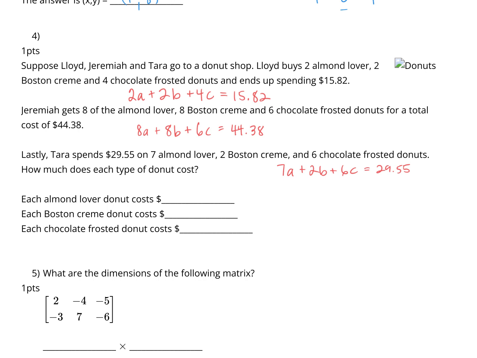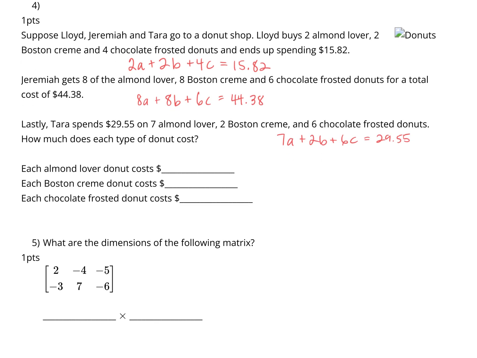Okay, so you would set this up. You can either set it up as a matrix and use your row operations, or you could use elimination or substitution to do these. I don't know, there's not really one way that's easier than the other. It's just your preference. I'm trying to look at it and see. It's probably just as easy to do elimination, but you can also do the matrix algebra.